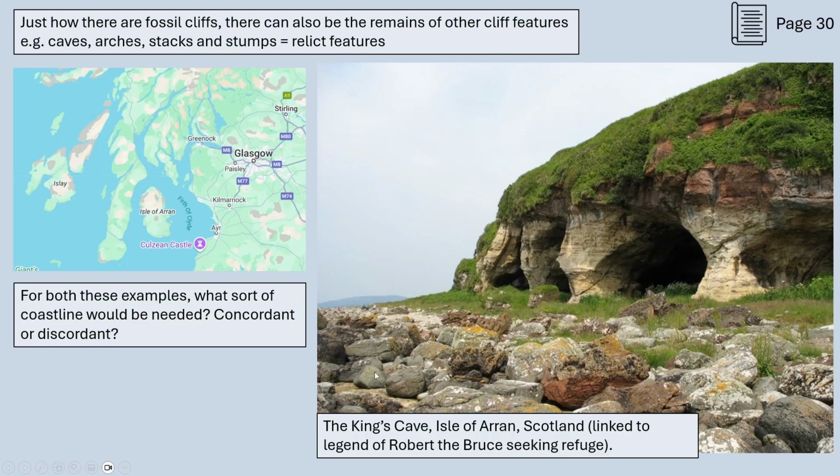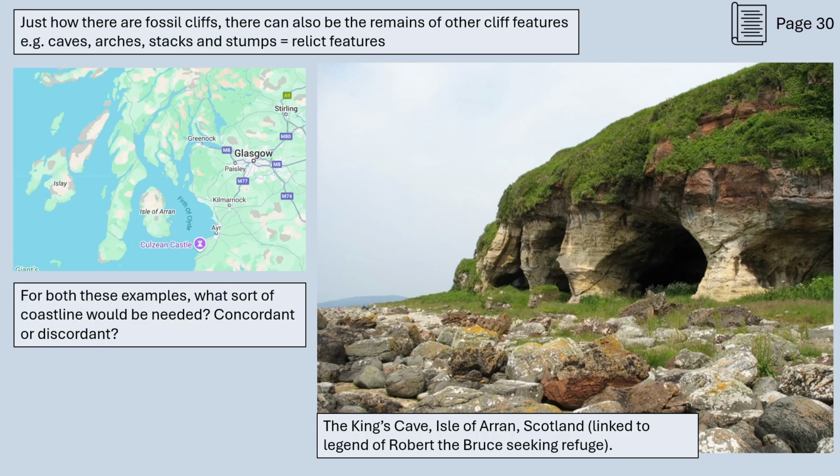This is a photograph of the King's Cave on the Isle of Arran. Alright, so it is just southwest of Glasgow. And it's so called because Robert the Bruce wanted some refuge here. However, you can see again that there is no coastline in sight. It's just a lot of rocks. There are no waves coming up towards it because there's this vegetation near the caves. And so these relic caves have formed as a result of isostatic uplift. And so they are again another example of an emergent coastline feature.